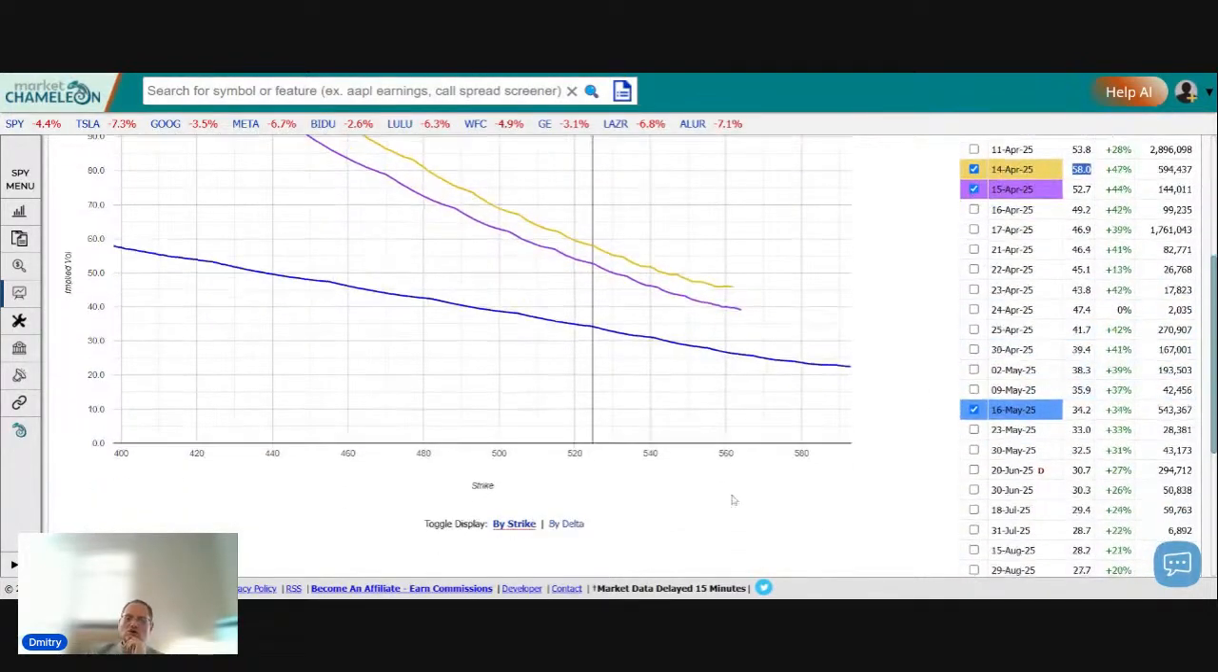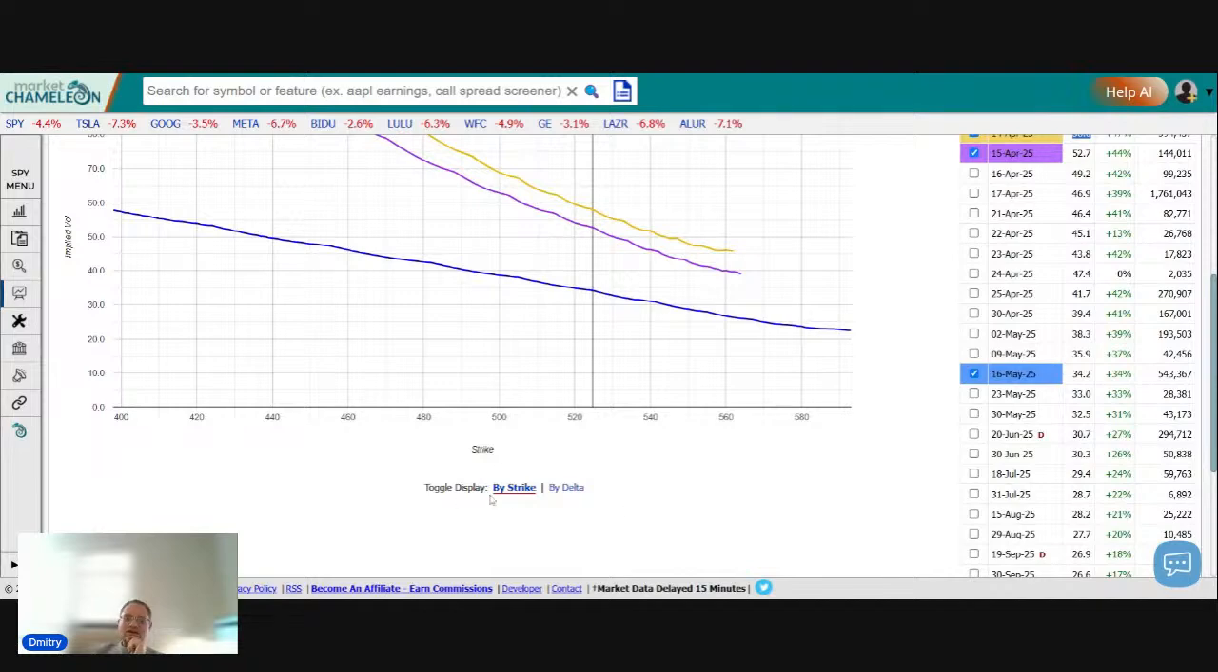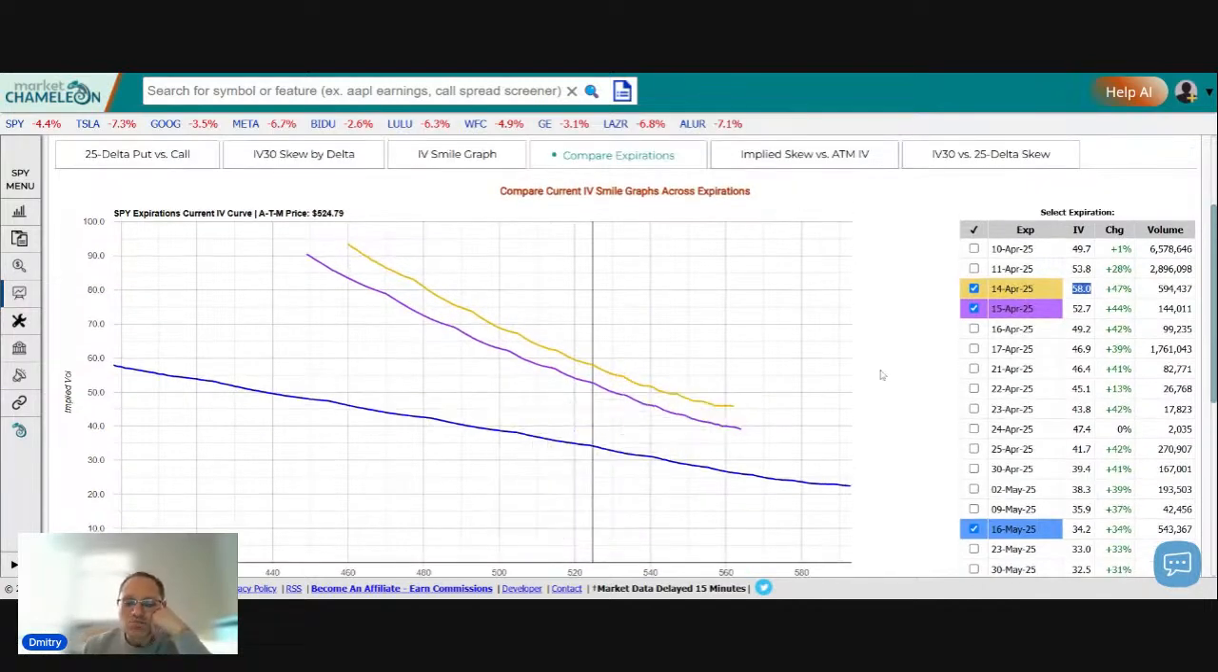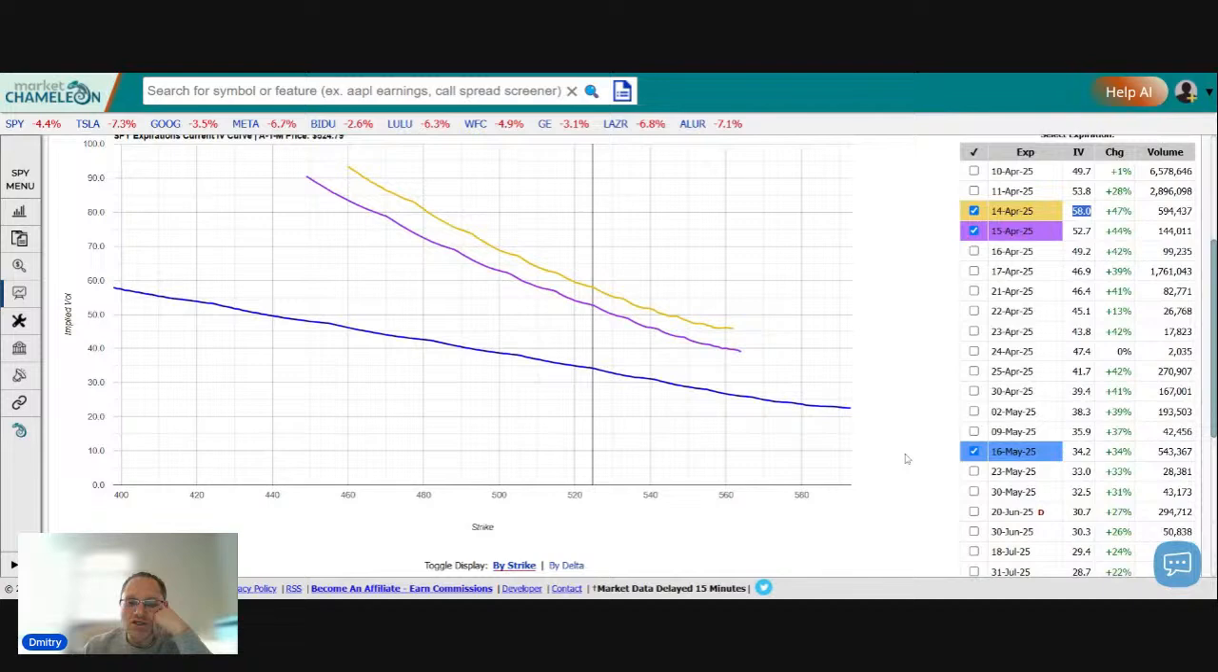So there's one more way to look at it, and this is looking at it by strike. Okay, so this chart is plotting implied volatility by strike, so we could compare strike versus strike, right? If I hover over the 540 strike, we could see how the implied volatility is on the 540 strike in May 16th, April 14th, April 15th. So as we hover over, you're doing it strike by strike.